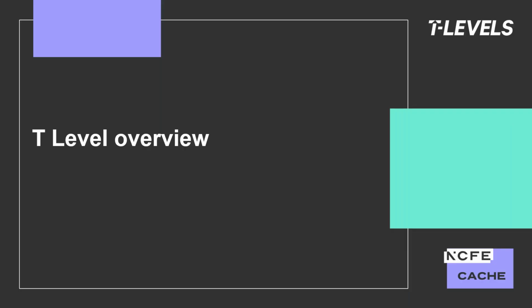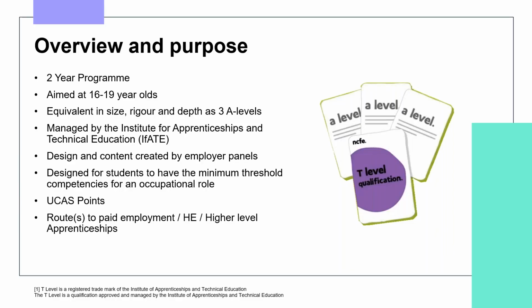So what we're going to do now, for anyone who's brand new to the T-level qualification, is a brief overview of how it works and the assessments therein. If you want more comprehensive information, then please see one of our onboarding webinars. So what is a T-level? They are a level 3, 2-year programme aimed at 16 to 19-year-olds, and they are equivalent in size, rigour, and depth to 3 A levels, and do attract UCAS points as well.